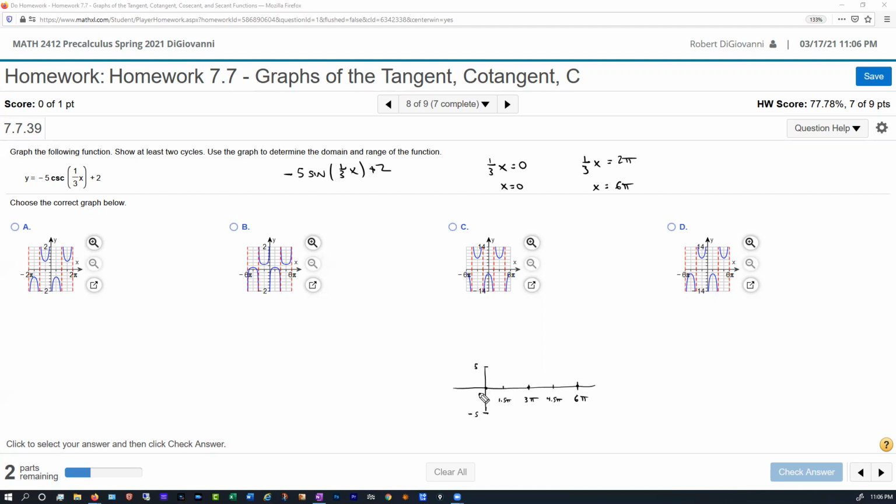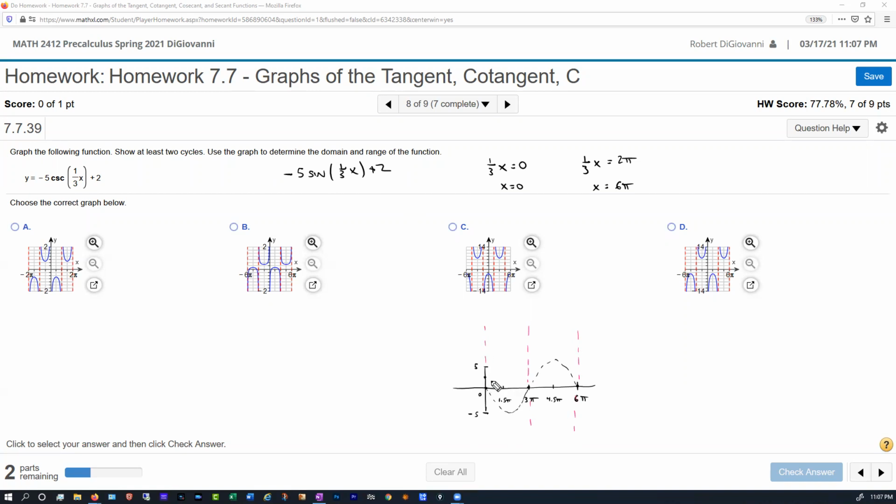-5. Okay, now we're supposed to flip it over the x-axis. So instead of it going up and down and up, it's going to go down and up and down. So it should go like this, that. And we have to move the whole thing up 2. So our vertical asymptotes are going to be here. But our whole graph needs to go up 2. So I'm just going to do this quickly. It's everything goes up 2.